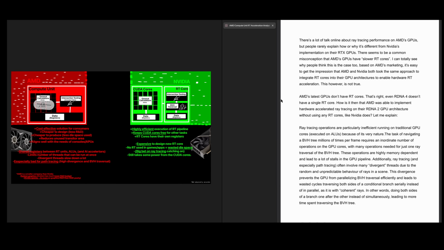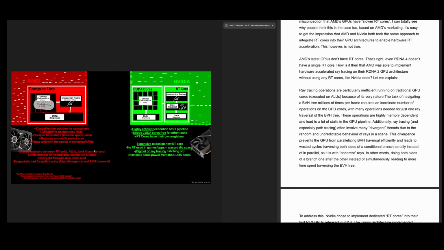People are very interested in AMD's ray tracing performance on their GPUs, particularly compared to Nvidia's GPUs. But a lot of the time, I hear a common misconception, and I totally get why this misconception exists, because it's confusing. Based on a lot of AMD's marketing materials, it's easy to get the impression that AMD and Nvidia both took basically the same approach to integrate hardware-accelerated ray tracing into their GPUs. However, as I will explain, this is not true.